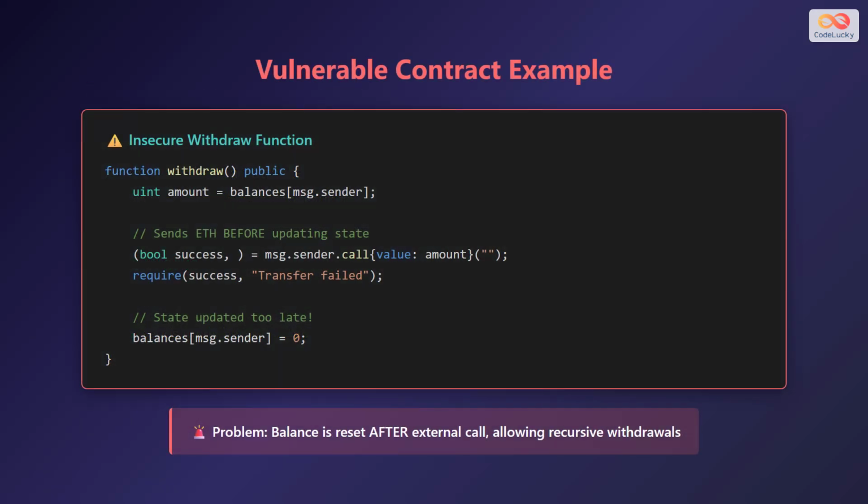Let's examine a vulnerable withdraw function. In this insecure implementation, the function first retrieves the user's balance amount. It then sends Ether to the caller using the call function with the balance value. Finally, it sets the user's balance to 0. The critical problem here is the order of operations. The contract sends funds before updating the state variable. This creates a window of vulnerability where the balance still shows the original amount even after funds are sent. An attacker can exploit this timing gap by having their contract's fallback function call withdraw again and again, draining all available funds before the balance is ever set to 0.